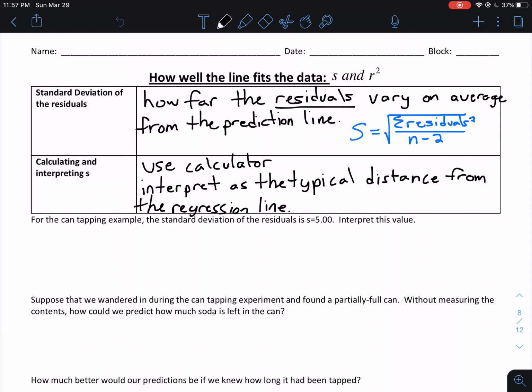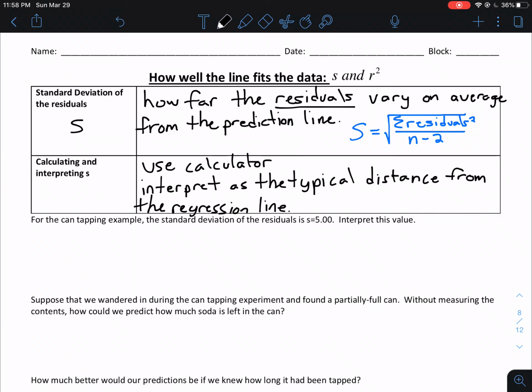First off, S represents the standard deviation of the residuals. In other words, it tells you how far the residuals vary on average from your prediction line. To find that, S is equal to the square root of the sum of your residuals squared divided by n minus 2. Oftentimes, you're going to be given that S value and just asked to interpret it. As far as calculating it, obviously you can use your calculator to do that. I don't remember if I've even given you any questions on calculating it, but if there are, I can for sure walk you through some of those, especially during those office hours.